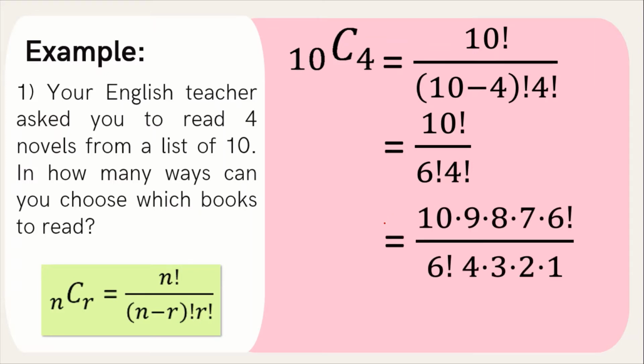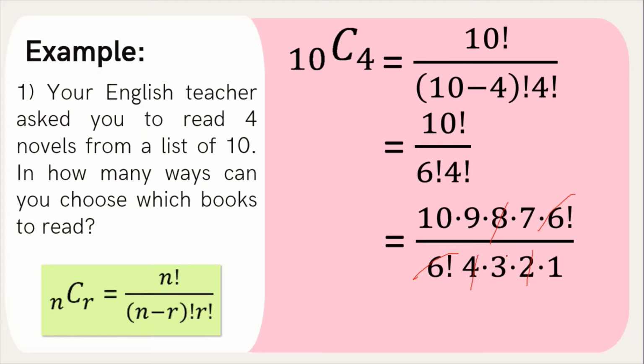So, what we do next is we rewrite 10 factorial with a factor of 6 factorial para ma-cancel si 6 factorial. And then, si 4 factorial ay i-expand natin as 4 times 3 times 2 times 1. So, from this form, cancel natin si 6 factorial. And then, meron pa tayong pwedeng i-cancel. Ang 4 times 2 is equal to 8. So, 4 and 2, cancel natin with 8. So, ang naiwan na lang ay 10, 9, 7 over 3 times 1.